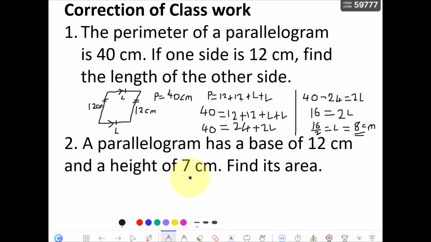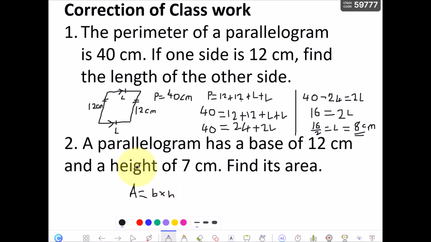Then the next one, which is number 2, this one is a simple one as well. This one gave the base and the height. So this one is a direct formula, so I don't really need to sketch. Just use the direct formula of a parallelogram, which is base times height. This one is a simple one.